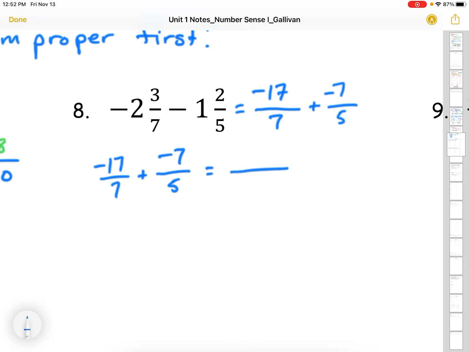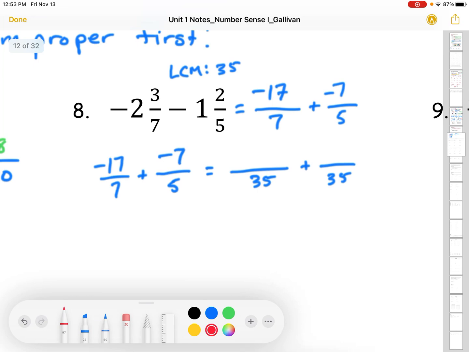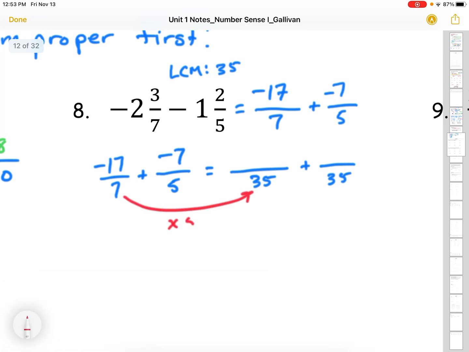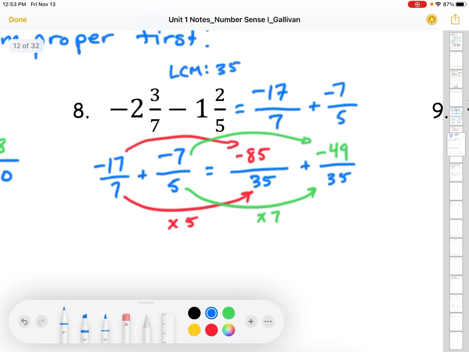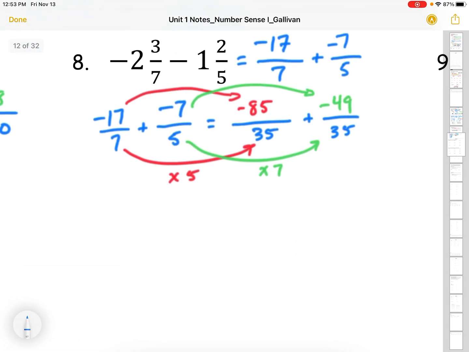So the lowest common multiple of 7 and 5 is 35. So here I multiplied by 5. So minus 17 times 5 is minus 85. And here I multiplied by 7. So negative 7 times 7 is negative 49. Now they're both negative, so I'm just collecting negatives. So 85 plus 49 is 134. So it'll be 134 over 35.